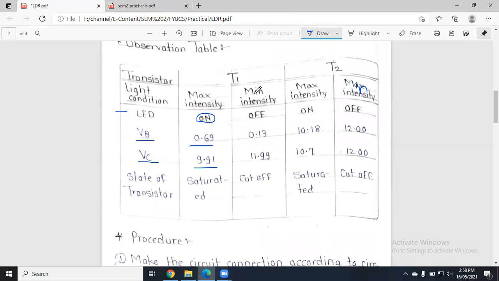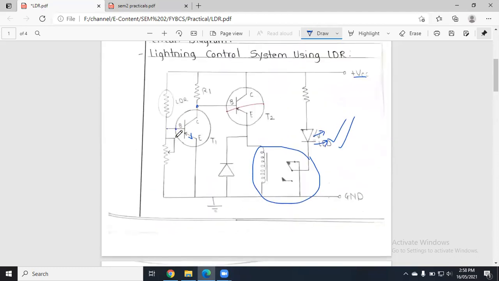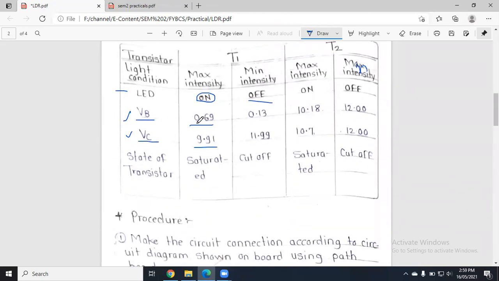Likewise, when the LED is off, we have to measure VB and VC. I told you how to measure them. VB is the base voltage, the voltage at this particular point, and VC is the collector voltage, the voltage at this point. By this information, you can fill these four entries in the observation table. All right, I'll repeat it once again.